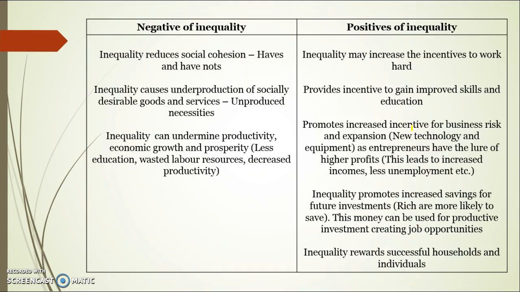Negatives of inequality, and I'll just summarise these really quick because this is what we've talked about. It can lead to less social cohesion, underproduction of socially desirable goods, so there can be underproduced necessities if we have too much inequality. It can also undermine productivity if there's too much inequality because people have less education, so you could argue that leads to negatives for productivity. Even though there's the benefits, there's the negatives because you have more wasted resources and more labour resources that are unable to contribute productively to the production process.